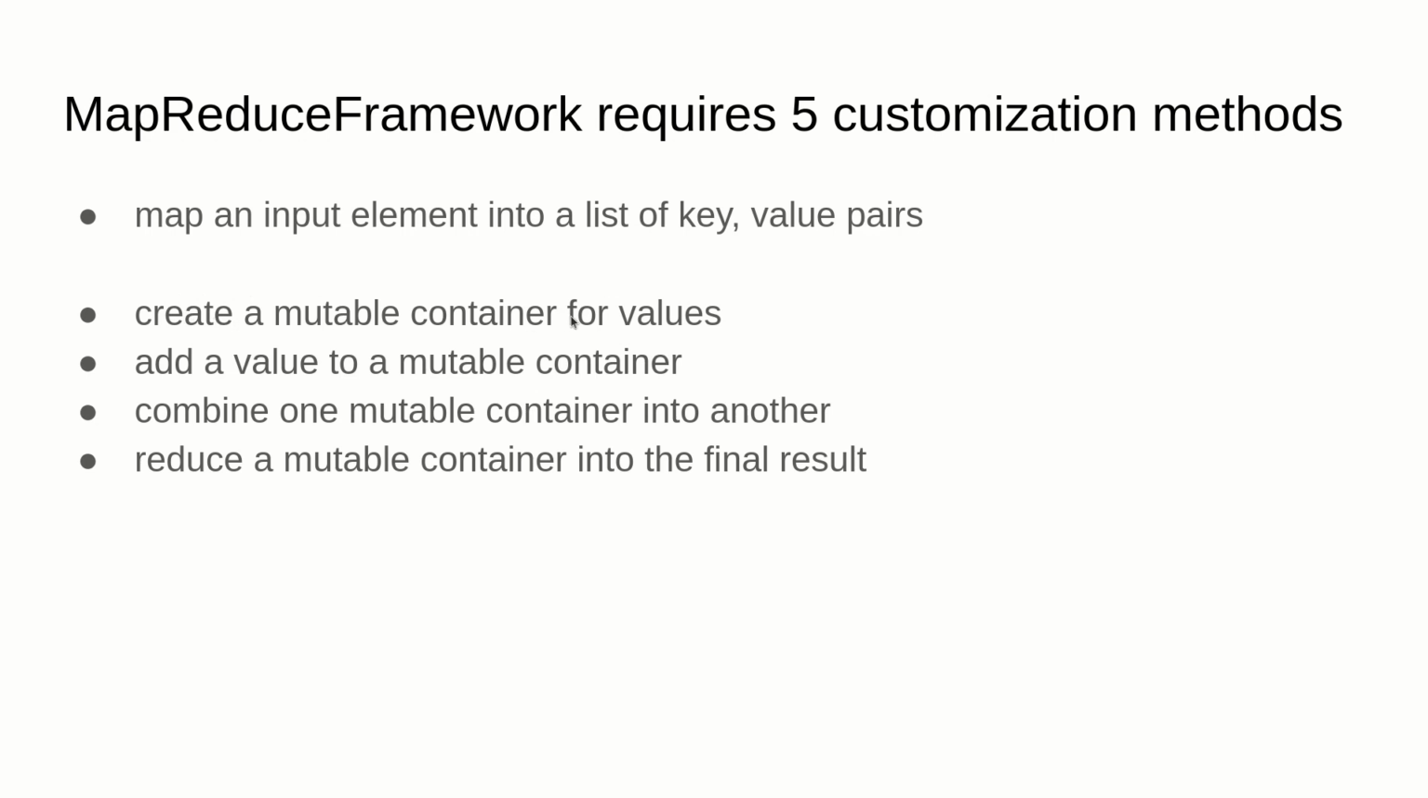Basically, for all the key value pairs that this emits, every time you see a new key, you have to be able to create a mutable container for the values that are emitted or returned over and over again when you call map on all the input. So you have to be able to create it the first time you see it. You have to be able to add a value to a mutable container. For the more sophisticated frameworks, you have to be able to combine one container into another. We'll do that in the matrix one. And finally, you have to reduce one of these mutable containers that has gathered up all the values that have been emitted or returned in this list for each key into the final result. We'll talk a little bit about some motivating examples in class and in the prep, but these are the 5 functions you need.